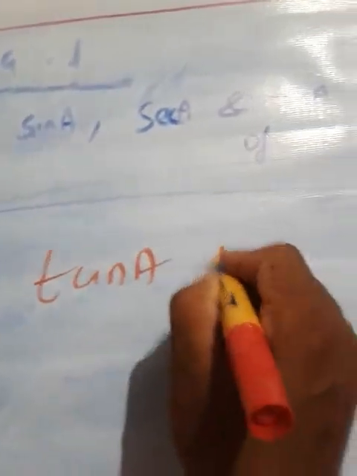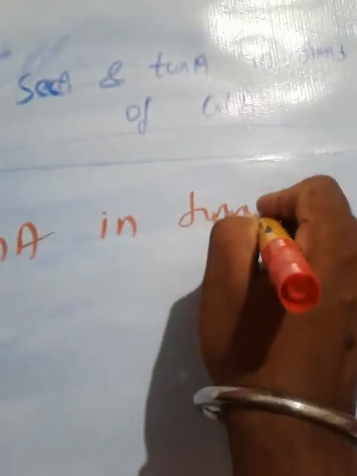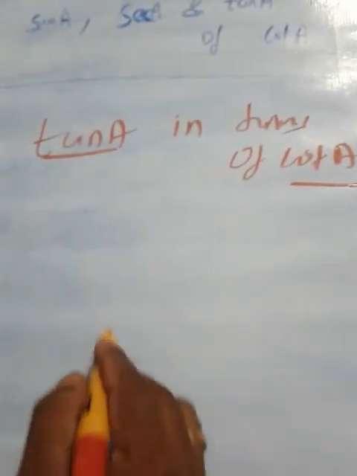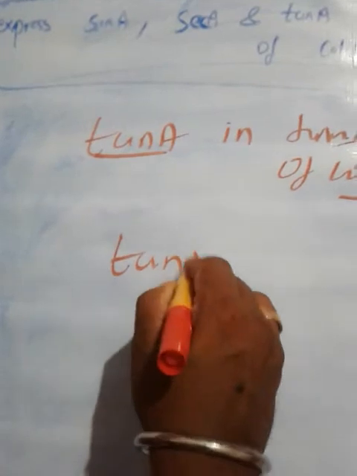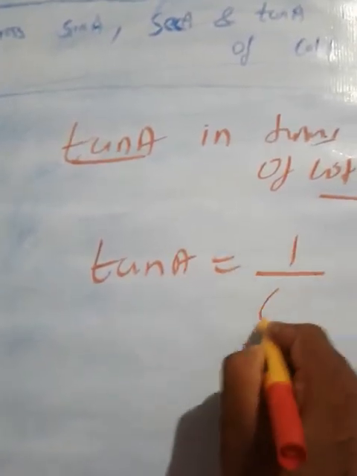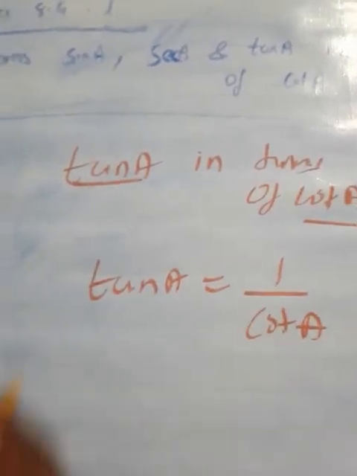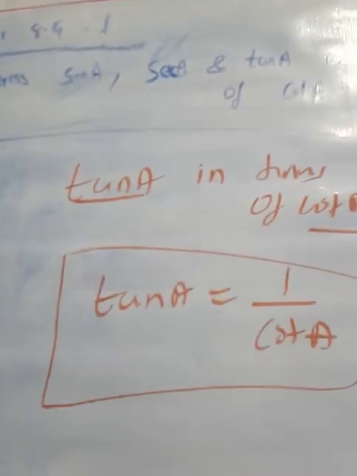And our third part is we have to express tan A in terms of cot A. It's very simple. Tell me how I can express tan A in terms of cot A. Anyone can tell me. See, tan A is nothing but 1 by cot A, no? So we have expressed tan A in terms of cot A.